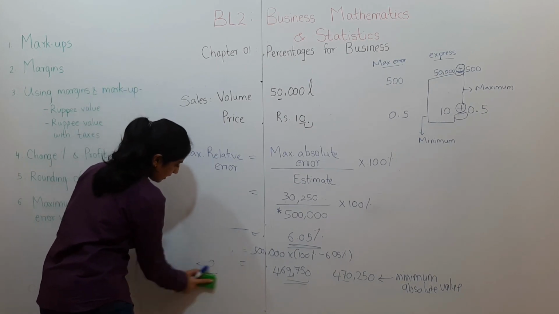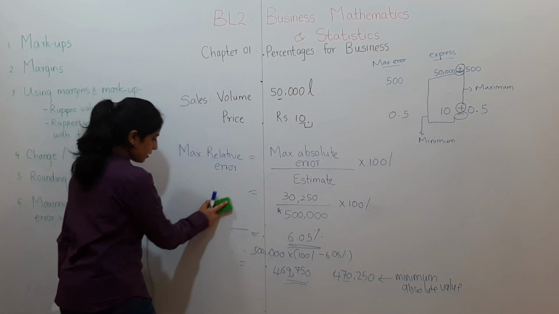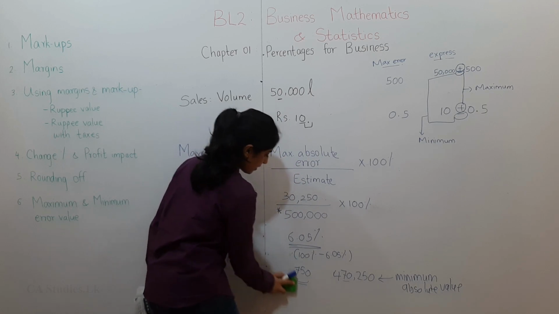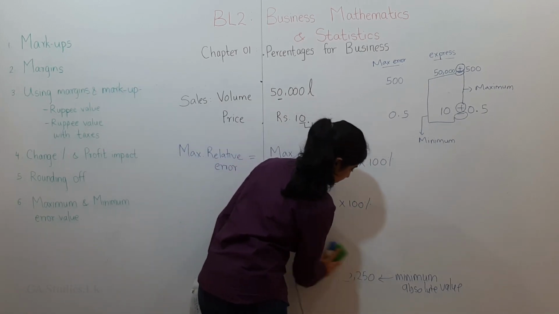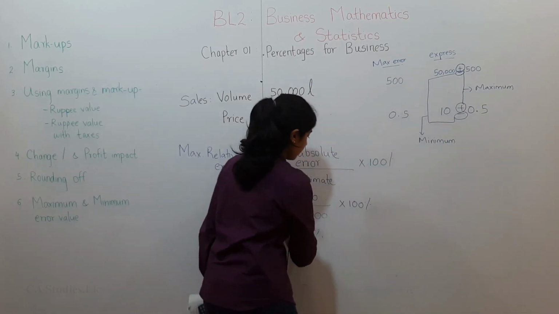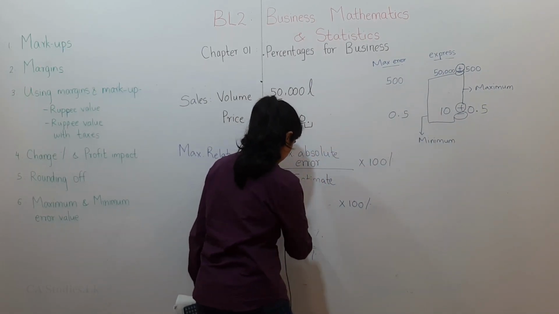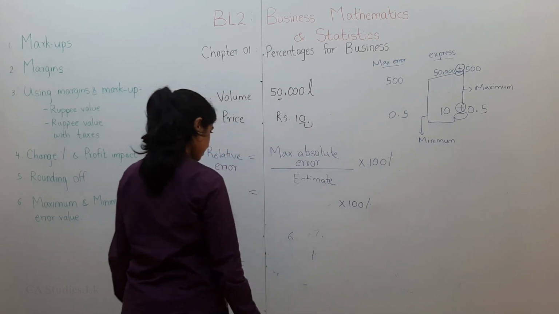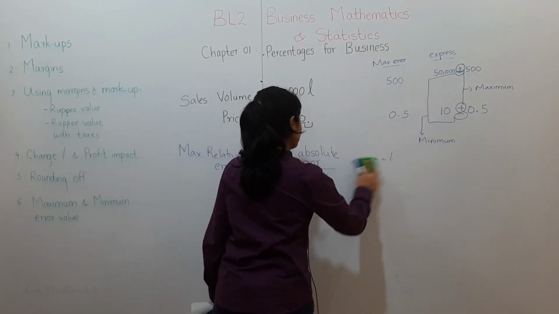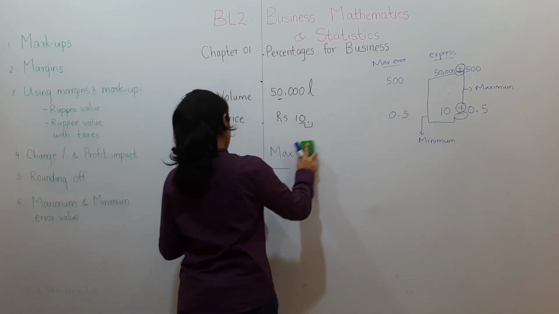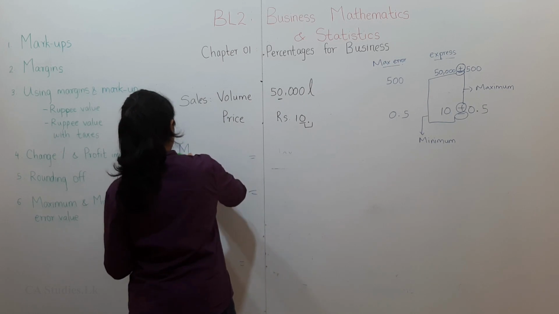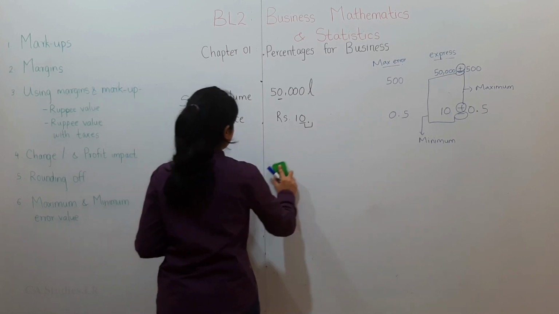Now cost, they gave you the relative error. That means the absolute error given in percentage terms. They gave you the relative error. You got to find the error value, right? Maximum absolute error for the cost.